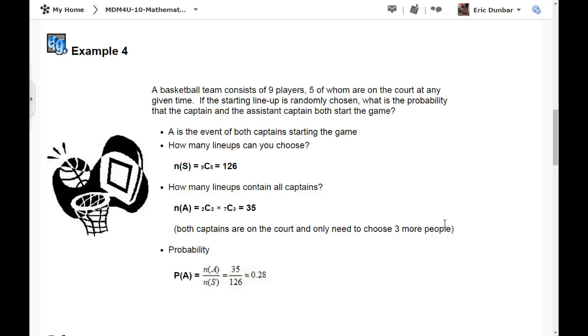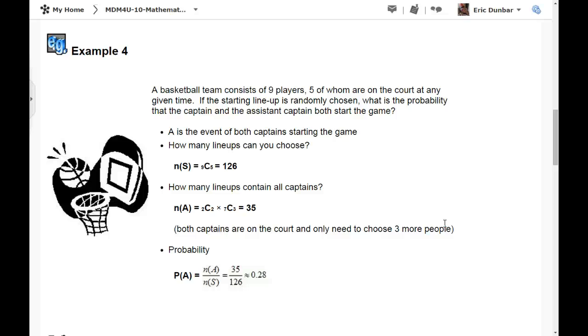Our fourth example has a basketball team with 9 players. 5 of them can be on the court at any time. So what is the probability that both the captain and the assistant captain start the game? So in this case, A is going to be the event of both the captains starting the game. And in this case, how many lineups can we choose? Well, we have 9 players, and we choose 5 of them. So that's 9 choose 5. Our answer is 126. That is our sample space, our total number of options.